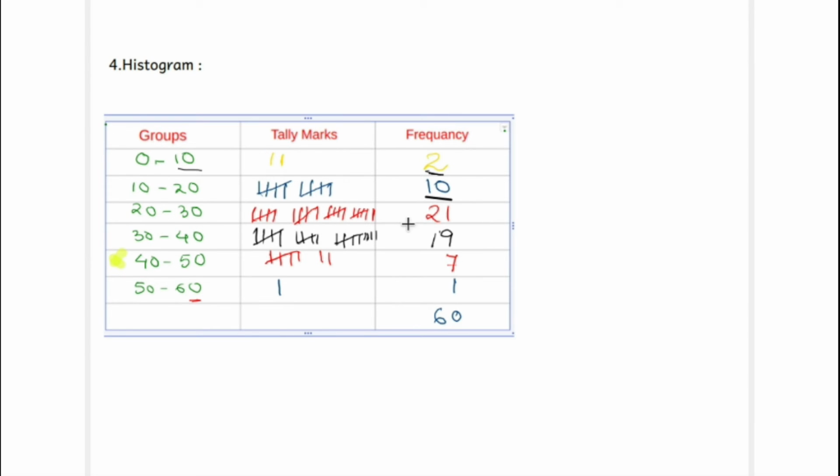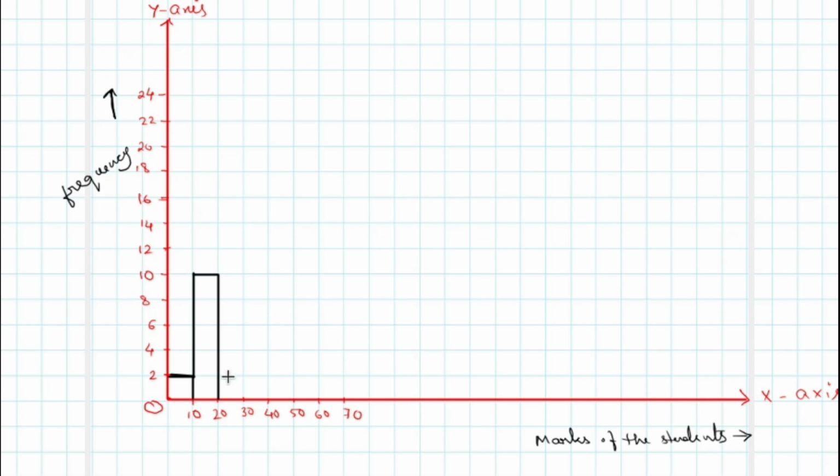Now 20 to 30 the frequency is 21. So 21 will lie between 20 and 22. Okay, so just in between, in the middle of this box, we will mark it, and then we will join it. Please use your ruler when you are drawing these bars.